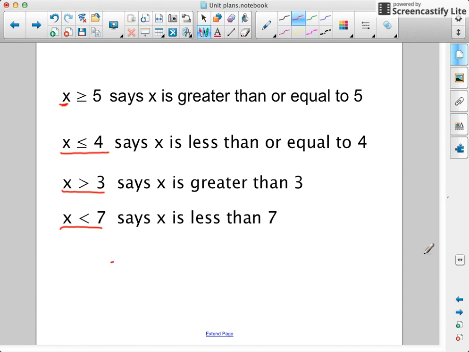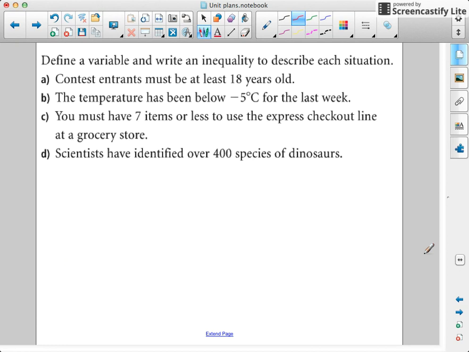Okay? If your variable's on the other side, it doesn't actually matter. So what this says is x, we start by reading it from x, has to be less than or equal to 10. Okay, so make sure you just read it from the variable, and the alligator mouth always eats the larger value. So 10 would have to be the biggest value possible, but x could be less than that too.